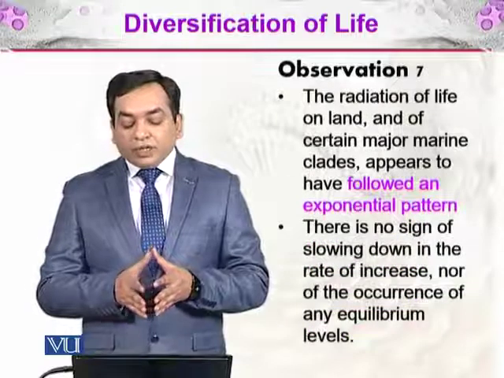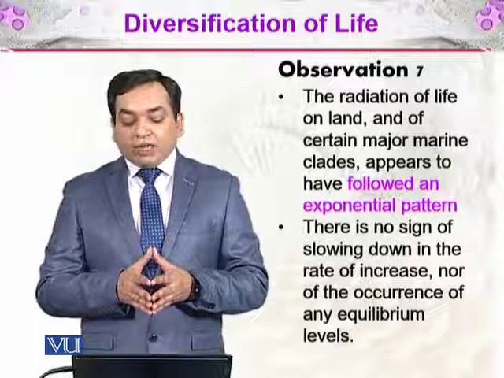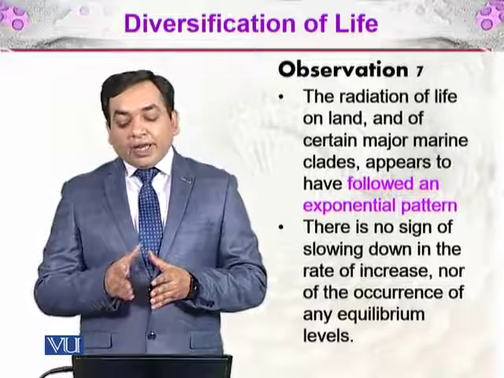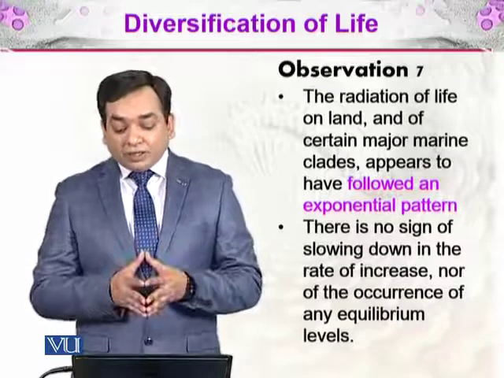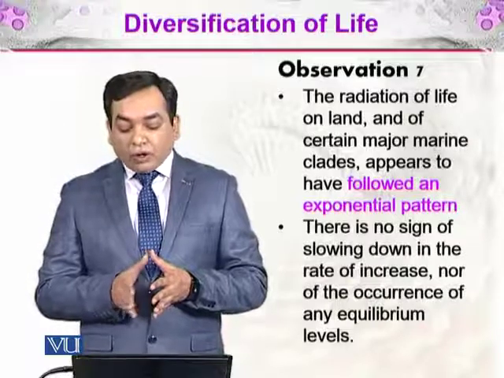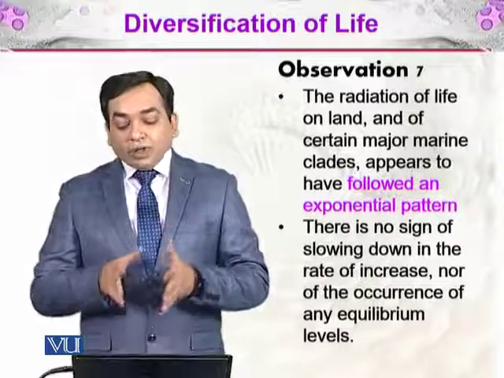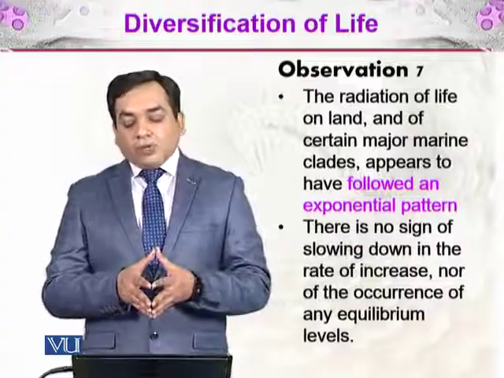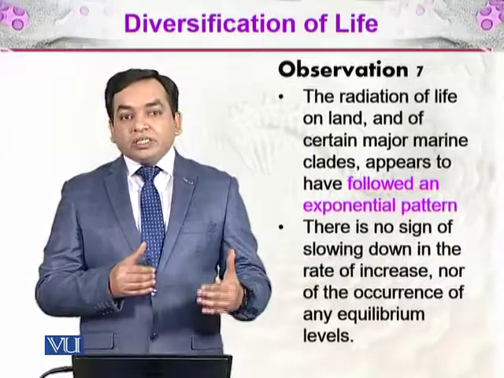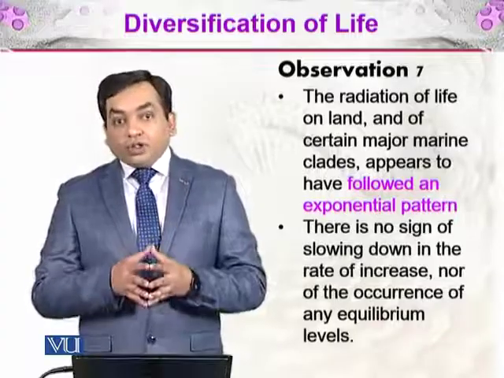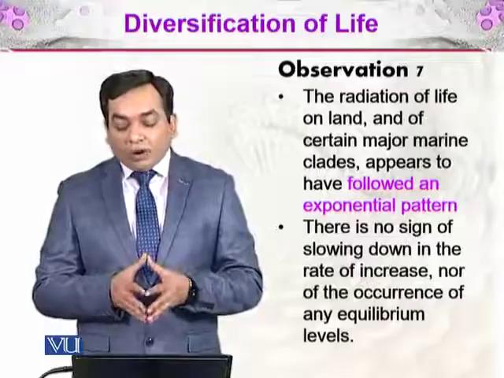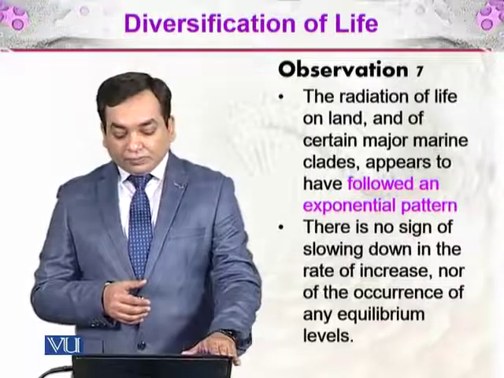Observation 7 is that the radiation of life on land and of certain major marine clades appears to have followed an exponential pattern. It is still increasing. There is no sign of slowing down in the rate of increase nor the occurrence of any equilibrium level. So there are certain clades or species which are increasing in number, and still are. This is evidence in favor of the exponential pattern.